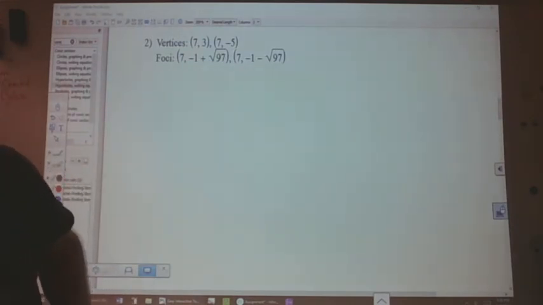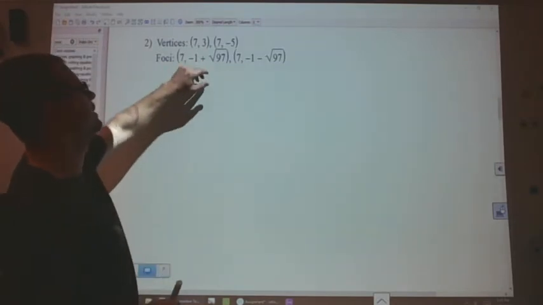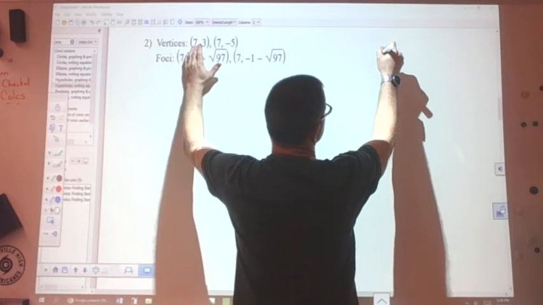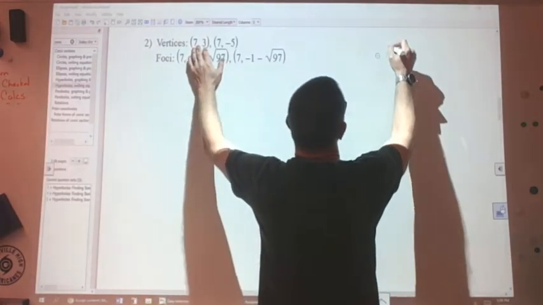So I sketched them. Don't have to be very detailed. (7, 3), I'm going to say is here. That's the point (7, 3).